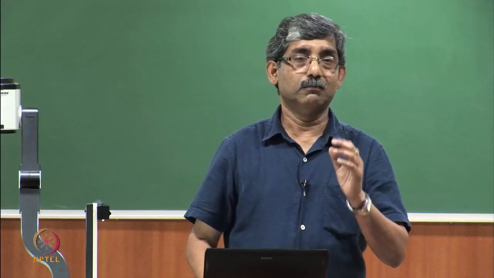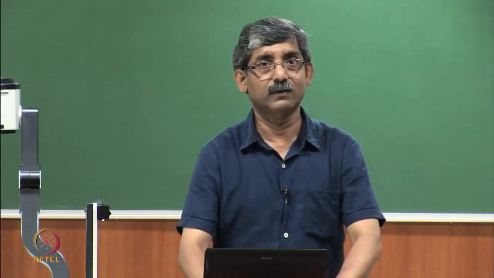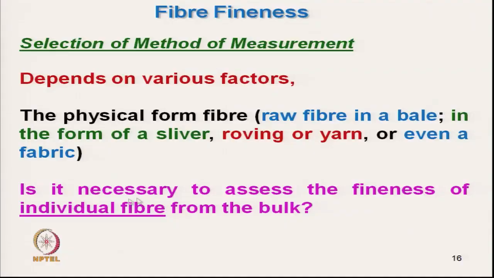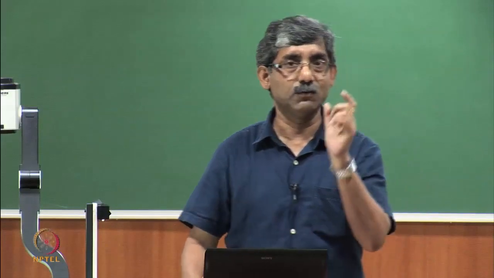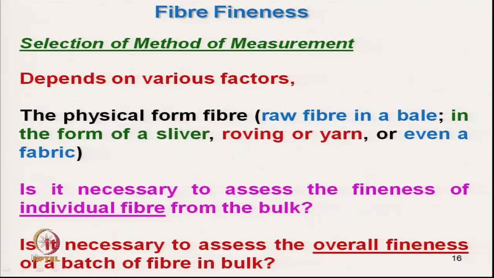Also, there are methods where we can get the fiber cross-sectional area directly, and other methods where we get it indirectly. It is necessary to assess: do we want to measure the fineness of an individual fiber, or the overall fineness of a batch of fiber in the bulk? If we want to know the overall fineness, we have to adopt a different method. If we want to measure the fineness of an individual fiber, then we adopt a different method. So, methods depend on these factors.